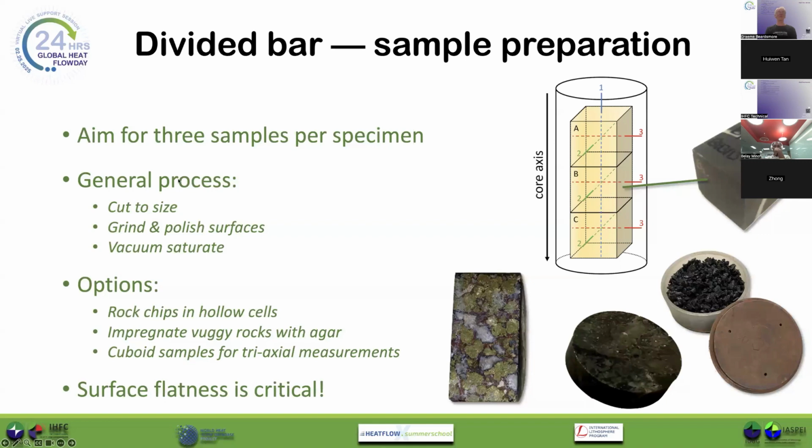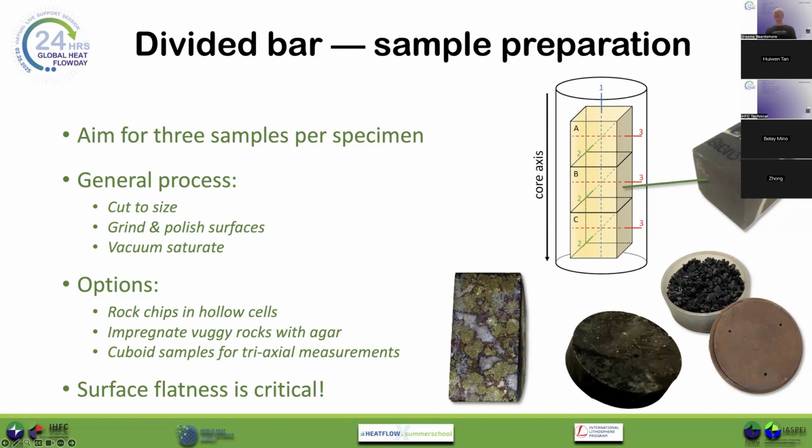Generally, if we start with core, we cut discs from the core, grind and polish the surfaces, and then water saturate the sample. So samples can be prepared as discs if we have full diameter core. It can be prepared as prisms if we have split core, and if we're interested in thermal anisotropy, we can also prepare cubic samples that are polished on all 6 sides, so we can measure thermal conductivity through 3 different orthogonal directions through the same sample, and in that way characterize the full anisotropy of the sample.